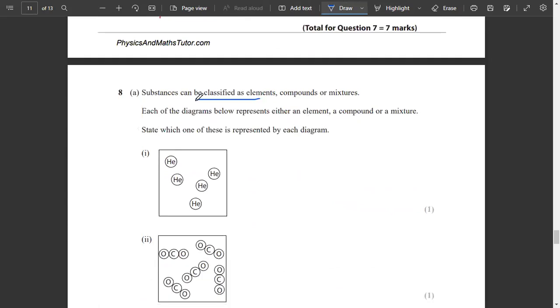Substances can be classified as elements, compounds, or mixtures. We haven't done this chapter yet, but let me tell you, each of the diagrams below represents either an element, a compound, or a mixture. So state which one of these is represented by each diagram.